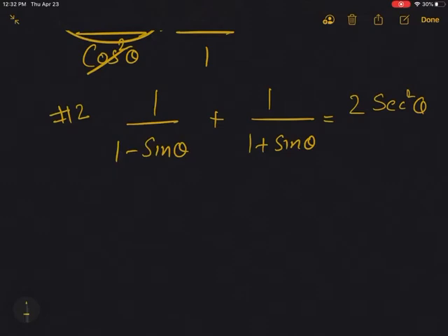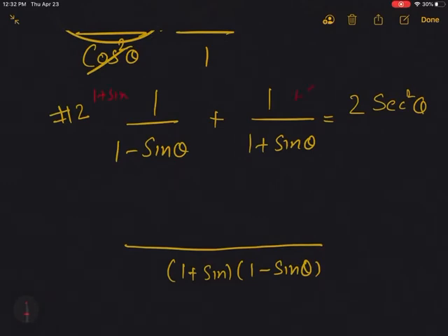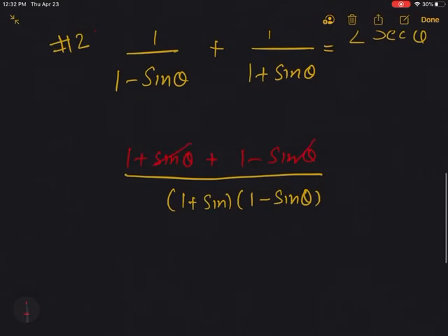What I see is two different fractions. If you see multiple fractions, combining fractions is the easiest way to go. So I'll take the LCD, which is 1 minus sine times 1 plus sine. First, I would multiply by 1 plus sine. Second, I would do 1 minus sine. So 1 plus sine theta plus 1 minus sine theta. Let's simplify. Sine is going to get canceled out. So you have 2 over 1 plus sine times 1 minus sine.